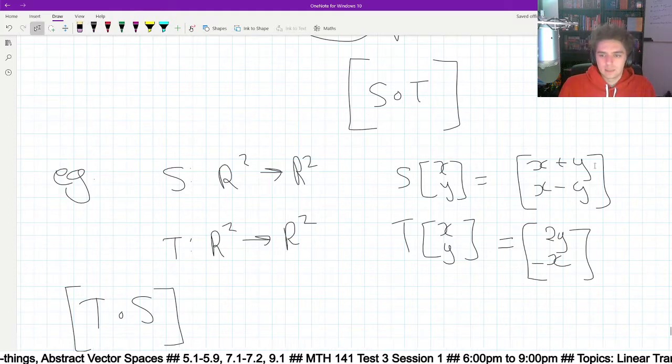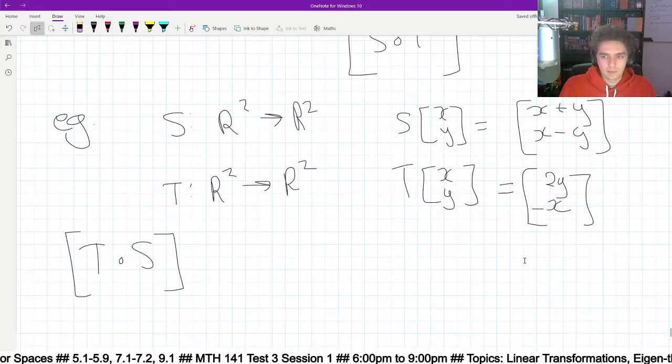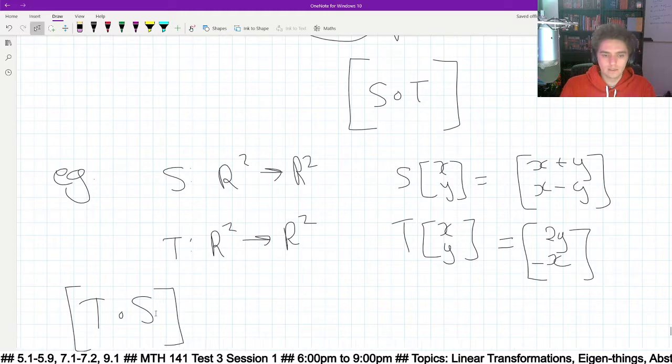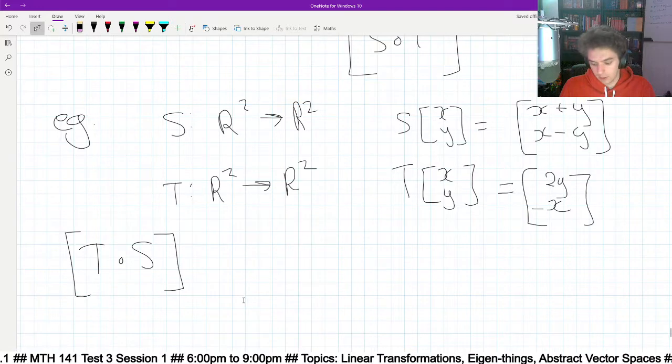Okay, so S is (x plus y, x minus y), and T is 2y minus x. Our goal is to find T of S. So in Horowitz, there's two ways here.